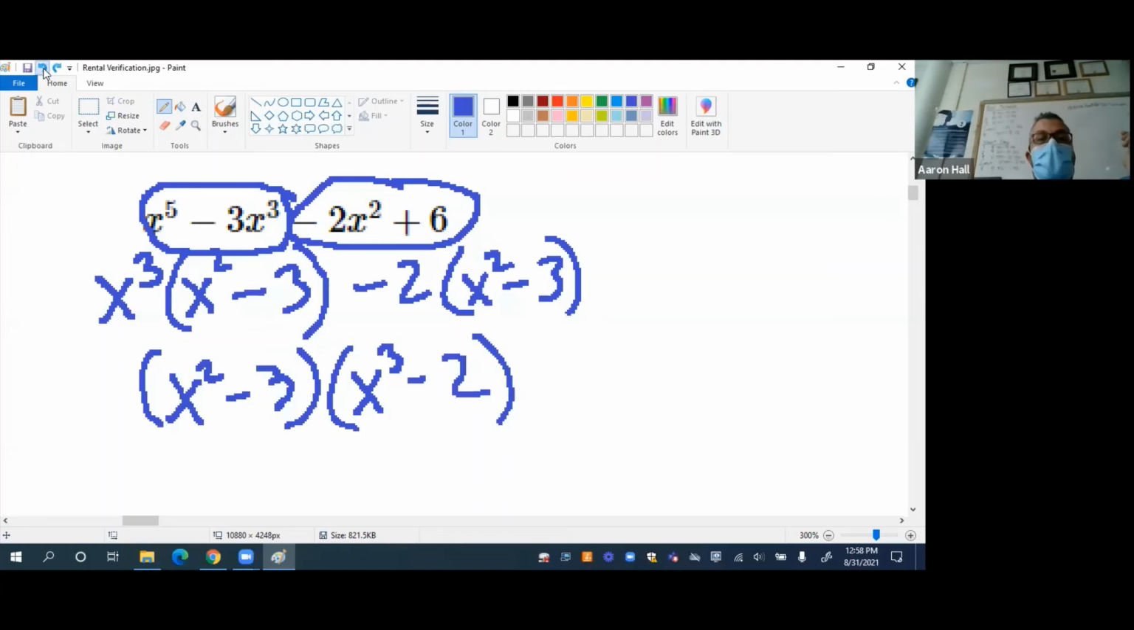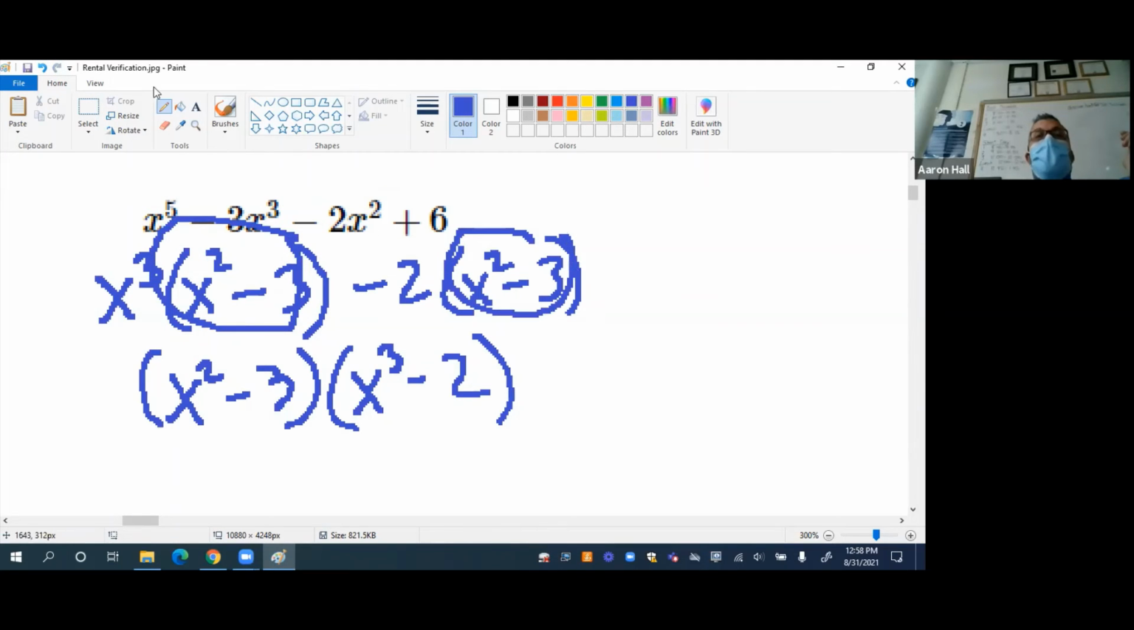What if it turns out that the binomial is not the same? Then this is not a tool you can use. Yes, no, maybe so? We're good?